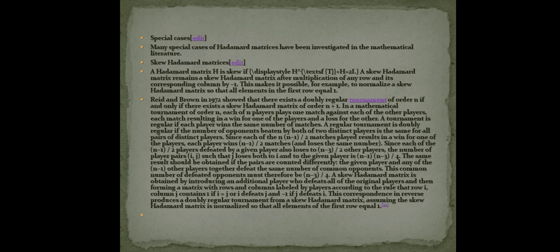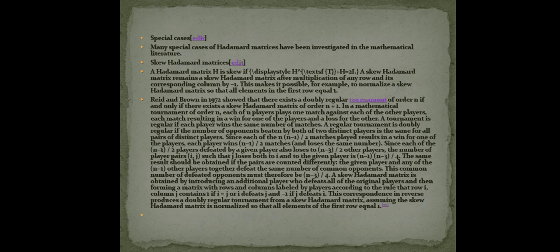The number of player pairs (i, j) such that j loses both to i and to the given player is (n minus 1)(n minus 3) divided by 4. The same result should be obtained if the pairs are counted differently. The given player and any of the n minus 1 other players together defeat the same number of common opponents. This common number of defeated opponents must therefore be (n minus 3) divided by 4.